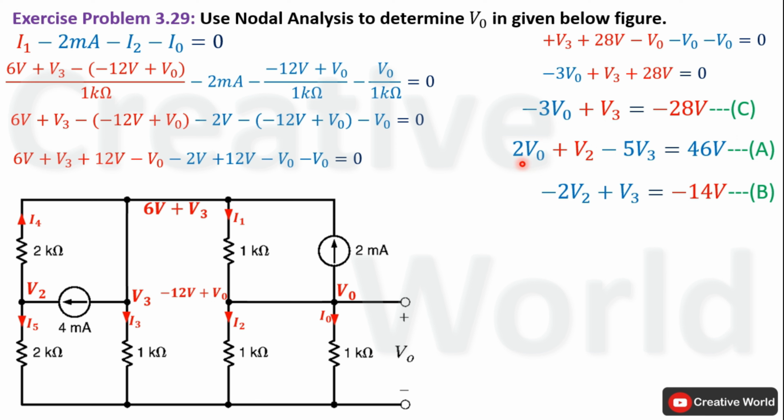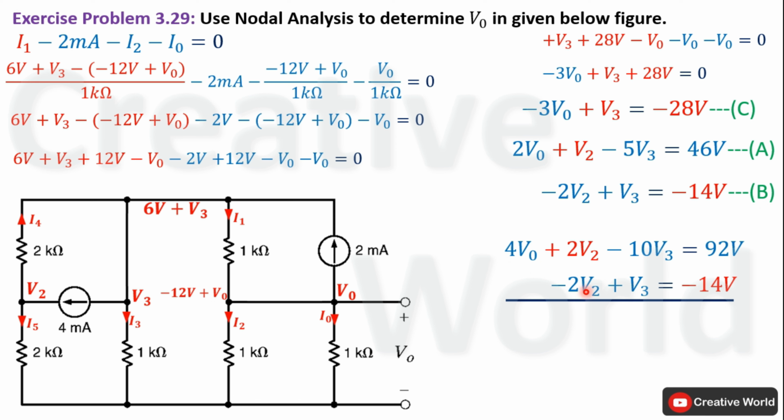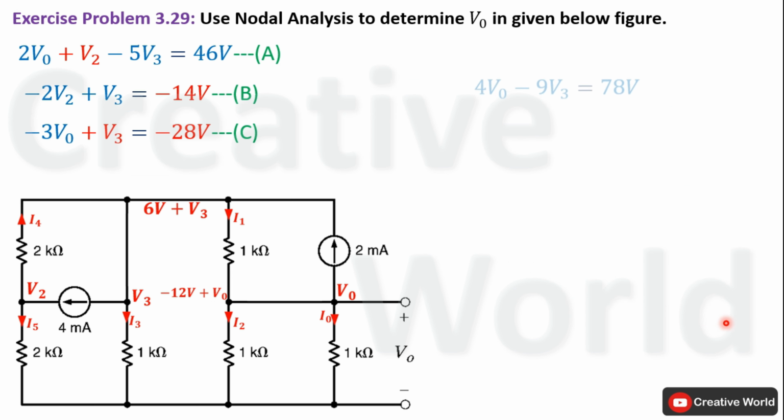For that purpose we will multiply this equation A with 2. The equation will become 4V0 plus 2V2 minus 10V3 equal to 92 volt. Add this equation with equation B. Plus 2V2 and minus 2V2 will cancel out with each other. The remaining equation will become 4V0 minus 9V3 equal to 78 volt. Now take this resulting equation as it is and multiply equation C with 9. The new equation will become minus 27V0 plus 9V3 equal to minus 252 volt.